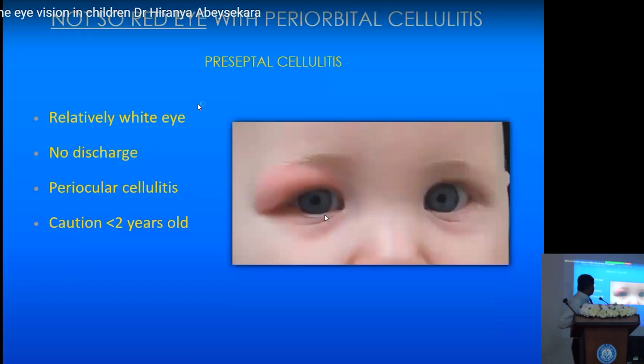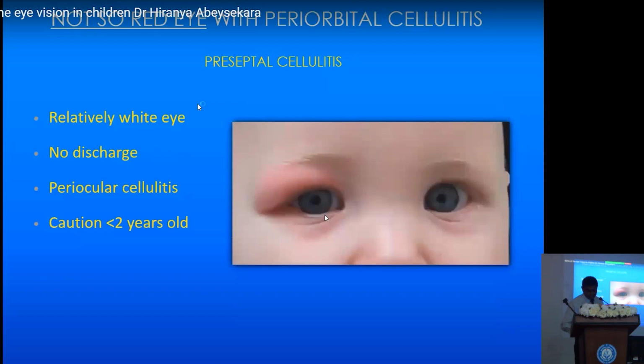So here, this child doesn't have a red eye actually. You can see the eye is white, isn't it? But the skin is red. So that is preseptal cellulitis. Right? In a young infant, it's important because it can spread.